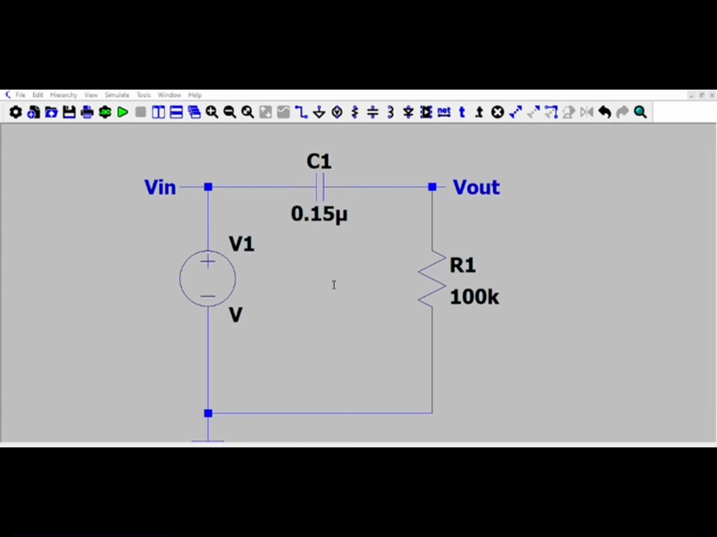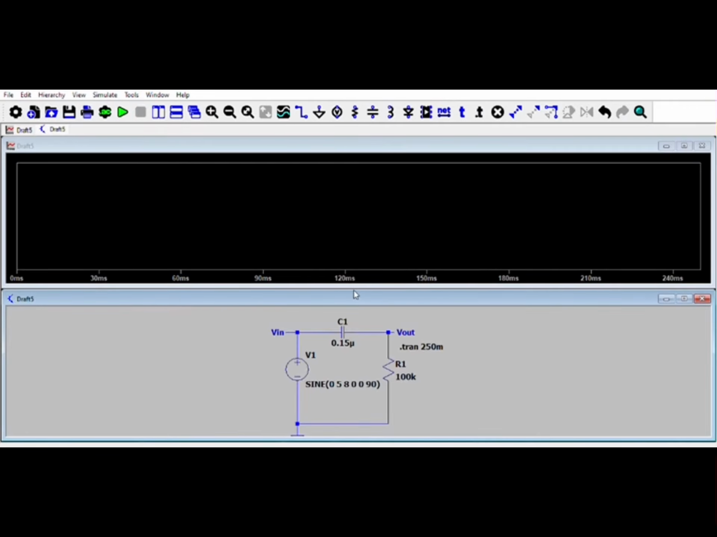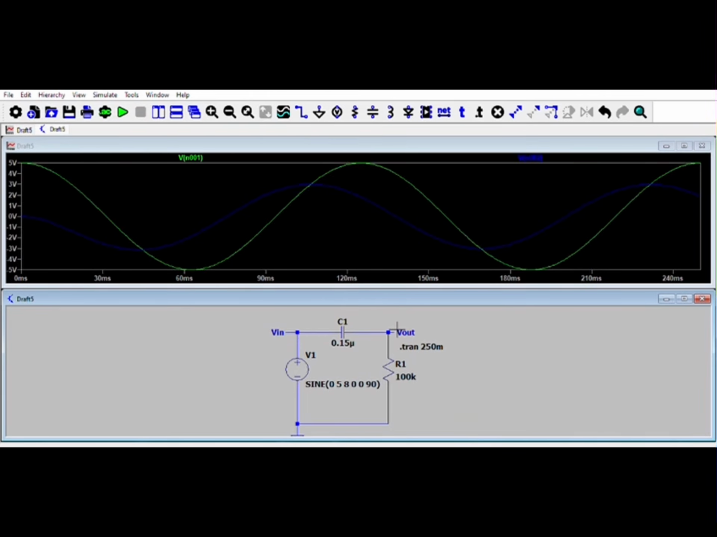Okay, so before we run the simulation, we should do the setting for the V, which is a sine. DC offset should be 0, amplitude 5, frequency 8, delay 0, theta 0, and the phase is 90. And for the stop time, it will be 250 milliseconds. So let's do the simulation, and this is how it looks like.